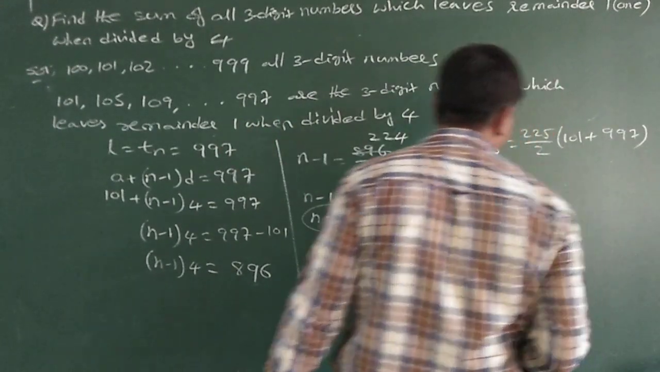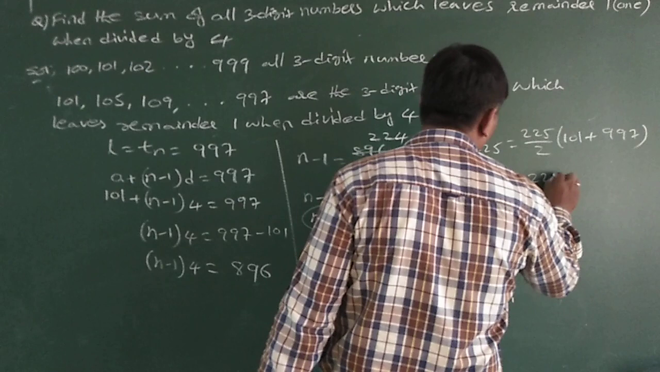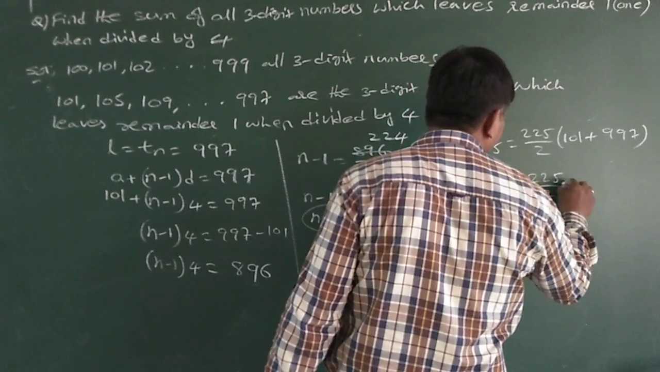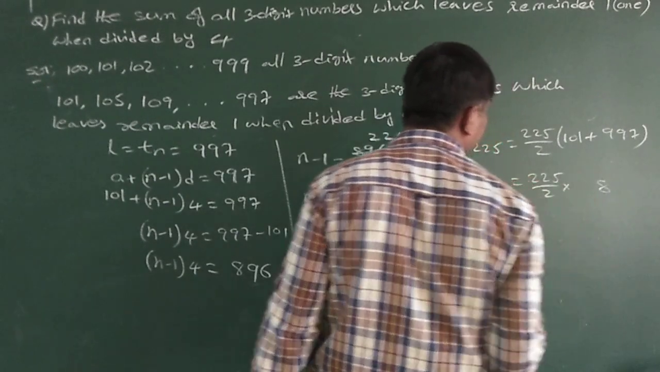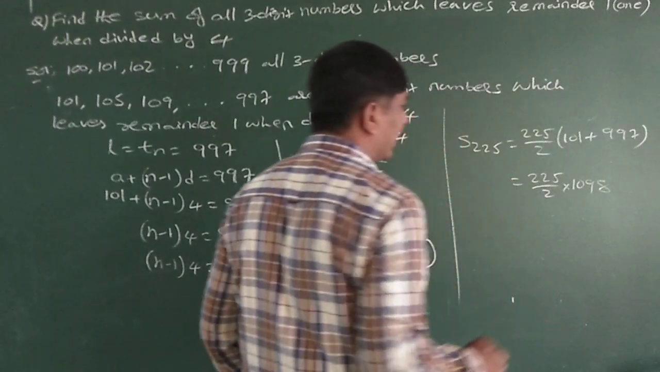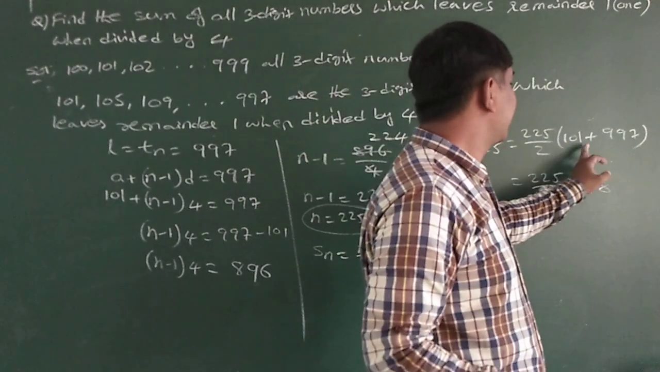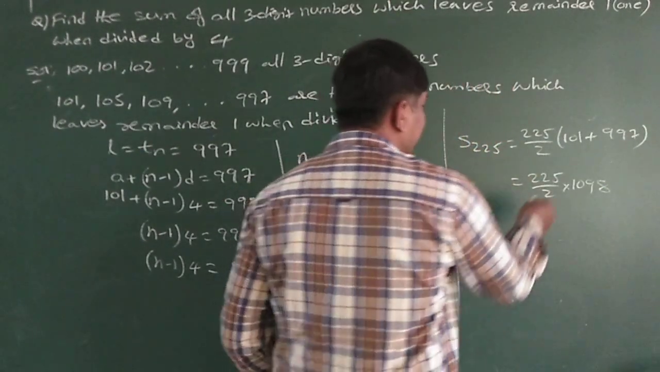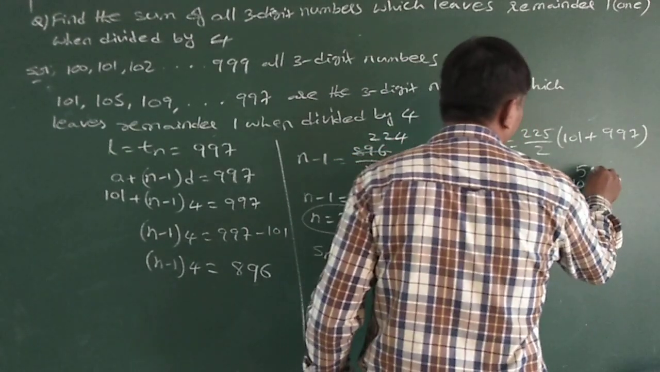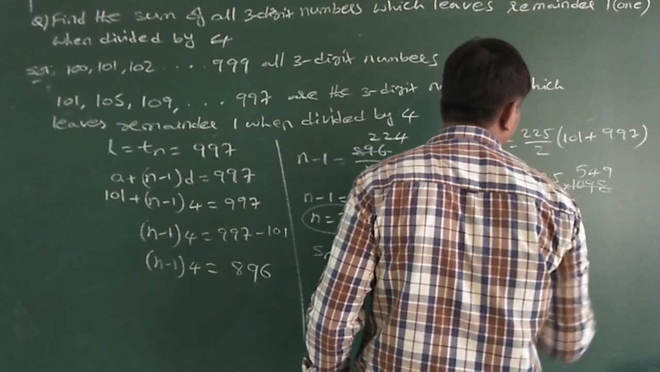997). That is equal to 225 by 2 into this: 7 plus 1 is 8, 9 plus 1 is 10, 997 plus 101 is 1098. Now cancel it. 2 1s are 2, 5 2s are 10, 2 4s are 8, 2 9s are 18.